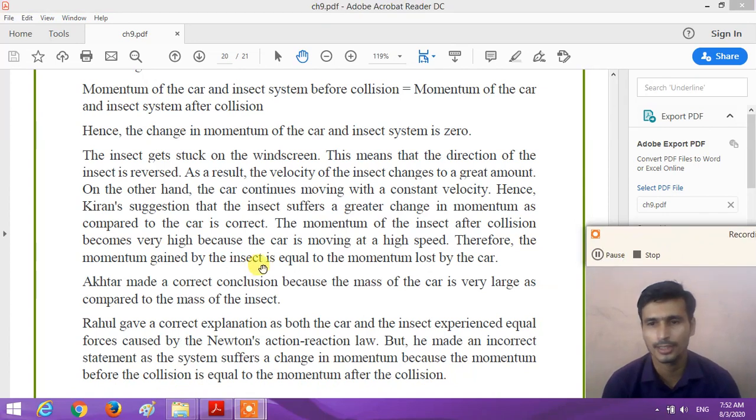So dear student, understand the answer to question number 17, which one gave a correct suggestion. First, Kiran's suggestion is correct. Akhtar also made a correct conclusion, but Rahul gave a correct explanation about the force, but an incorrect explanation about the change in the momentum.